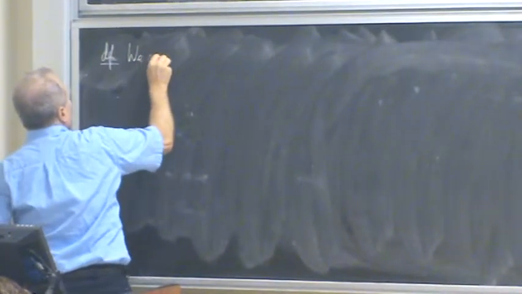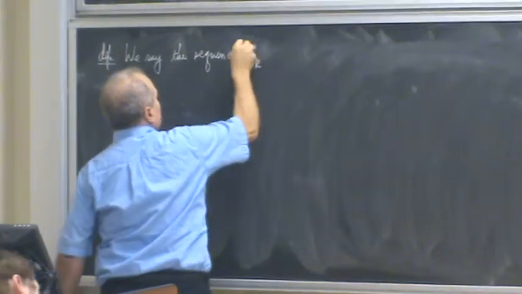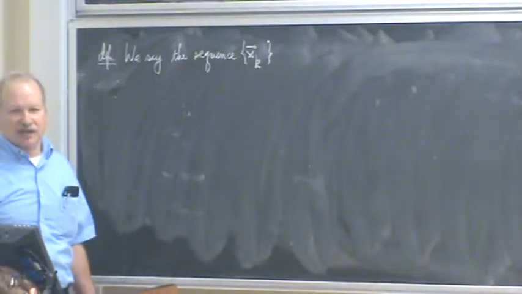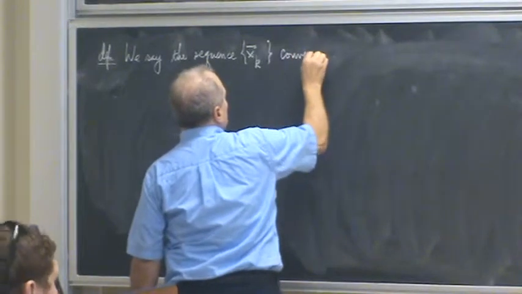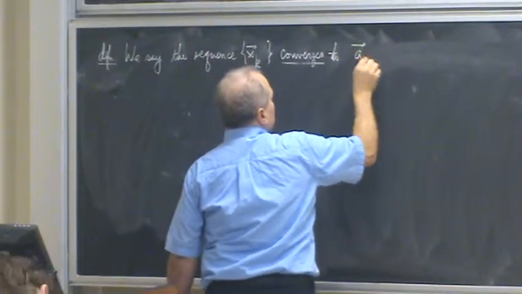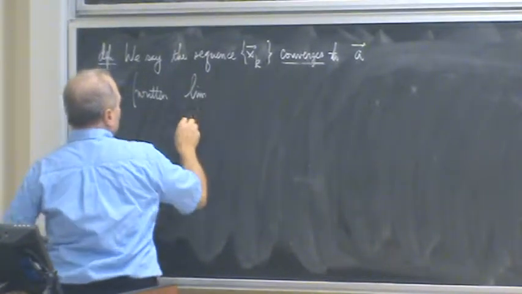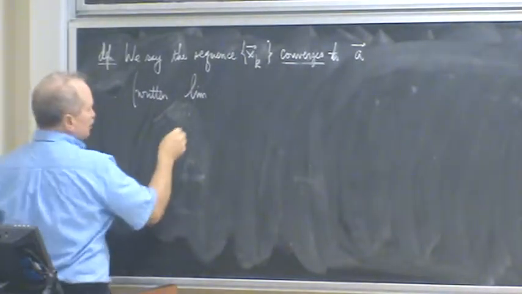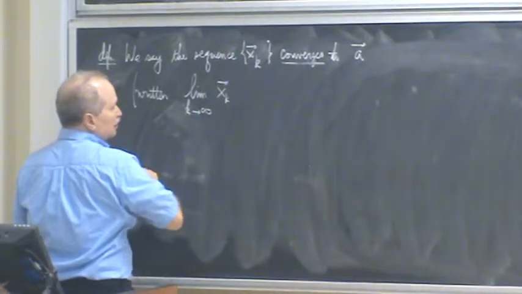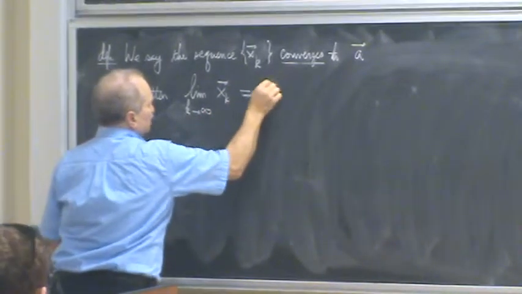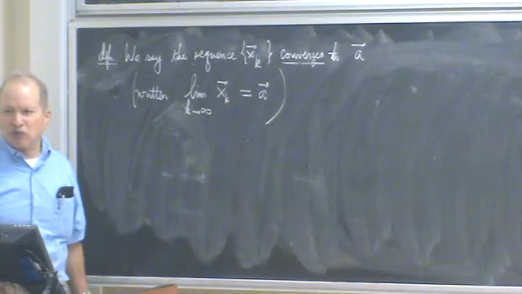We say the sequence xk, and sometimes I'll put braces around it to denote the collection of all the xk's, and sometimes I won't bother. The sequence xk converges to A, written the way you're used to from calculus: limit as k approaches infinity of xk equals A. So the words for this limit statement are: the sequence converges to the point.